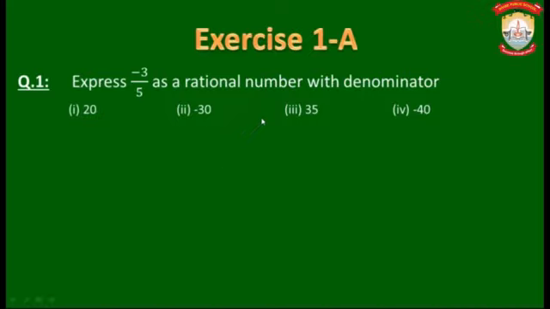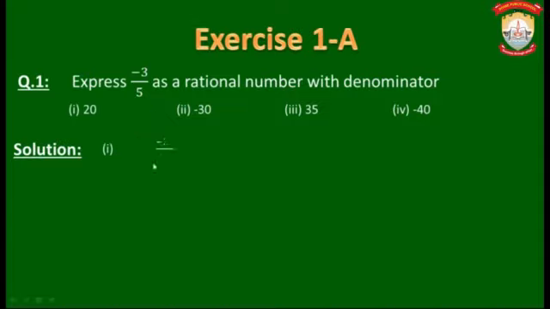Now, for this, we have to see whether our denominator is greater or smaller than the given denominator. If it is smaller, then we have to multiply with some number, and if it is greater, then we have to divide it. Here our denominator is 5 and we need to convert it as 20. That means we should multiply it with some number.